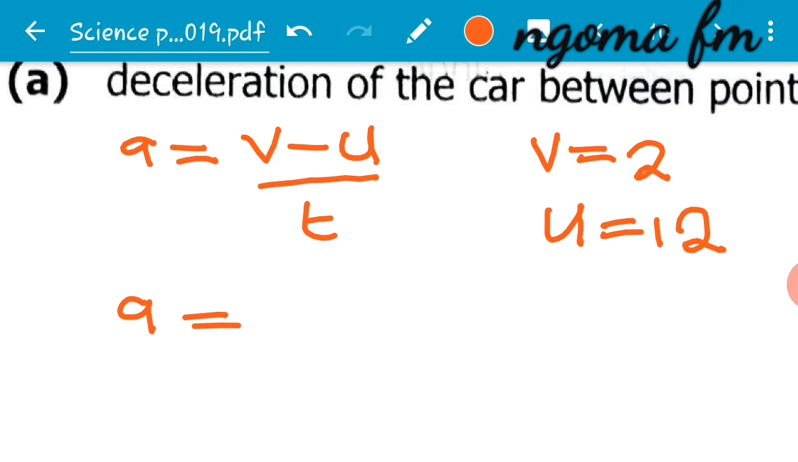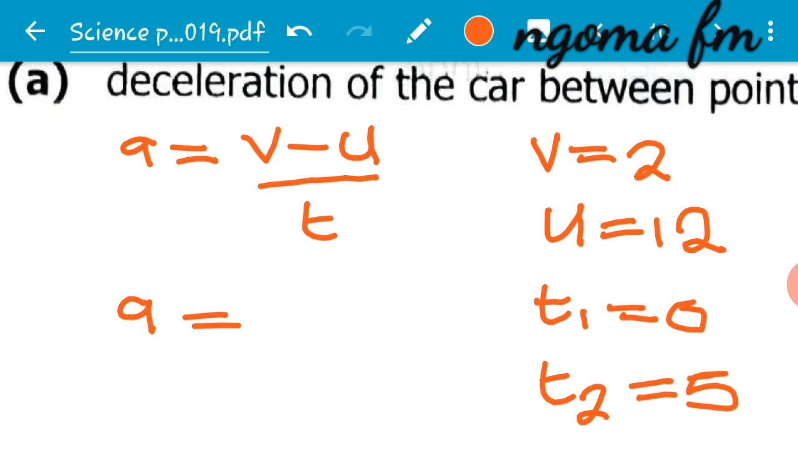Then the other thing we had is that t at the beginning, so let's put it as t1. T1 at the beginning was equal to 0, and t for the second point, which is point B. So t for point B, which is t2, was equal to what? Was equal to 5 seconds. So we can now say that for us to find the time taken was just 5 seconds. That was just the time taken, 5 seconds.